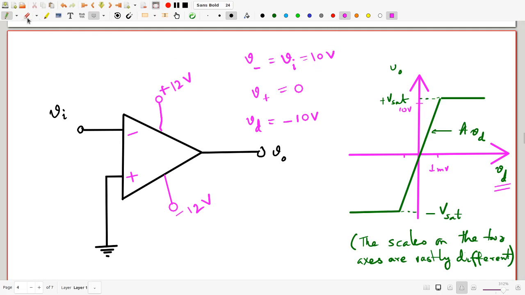If Vi is changed to 9 volts, then Vd also changes to minus 9 volts. But again, this does not mean that the output will be minus 90,000 volts. It will be minus 12 volts again, or minus Vsat again. And this continues. Keep on decreasing Vi to 8, 7, 6, 5, 4 volts. You are going to get minus 12 volts as the output. So the output apparently does not change at all. It stays fixed at minus 12 volts.